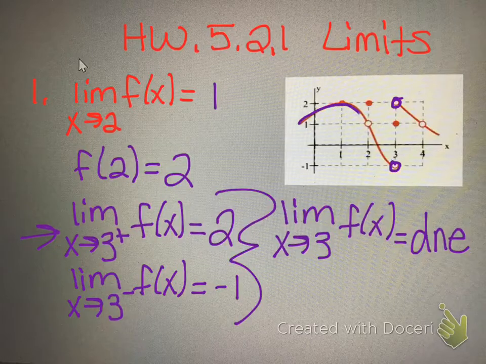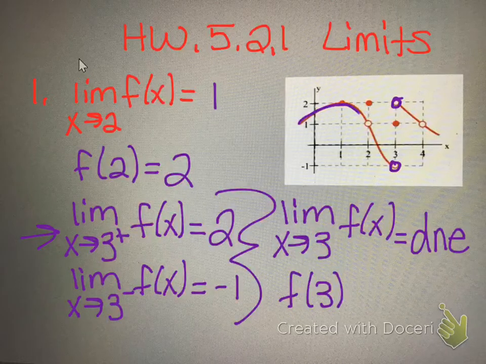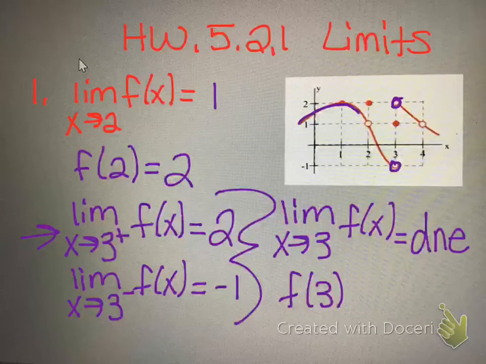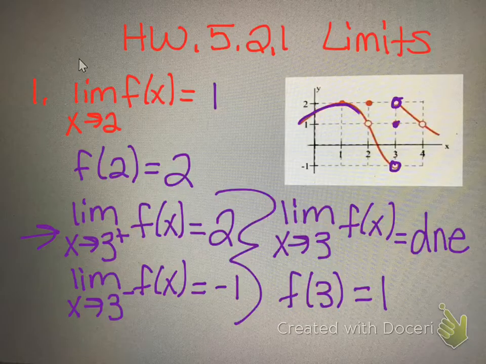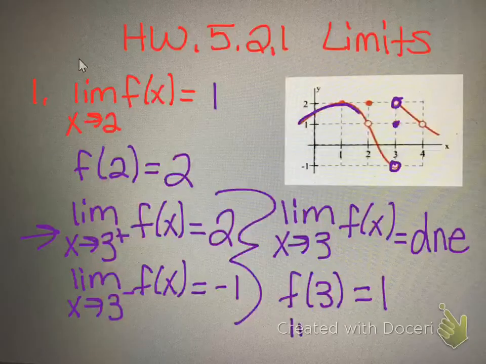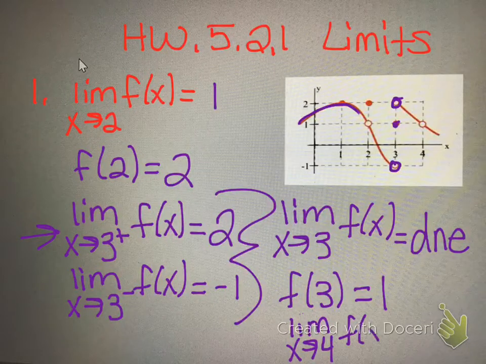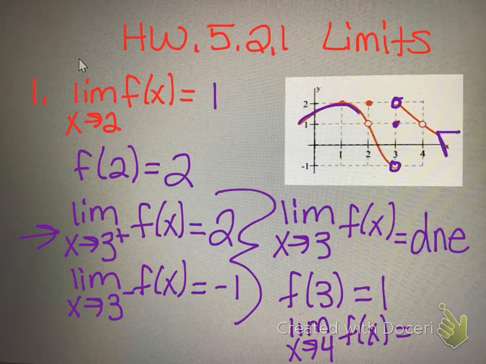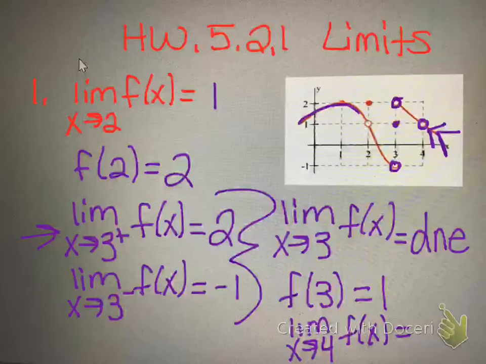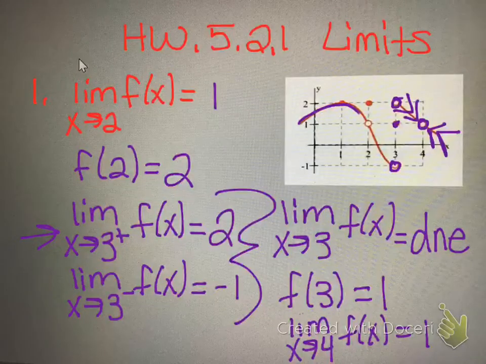That doesn't matter. So the next thing they ask you is, what actually is f of 3? Because that doesn't actually matter when it comes to evaluating the limits. The point that actually has an x-coordinate of 3 has a y-coordinate of 1. And then the final thing that this problem asks you is, what is the limit as x approaches 4 of your function? There's no jumps or breaks. When you're approaching 4, when you come in from the right, you're approaching the same y value as if you come in from the left, and that y value is 1. And so that's the limit as x approaches 4.